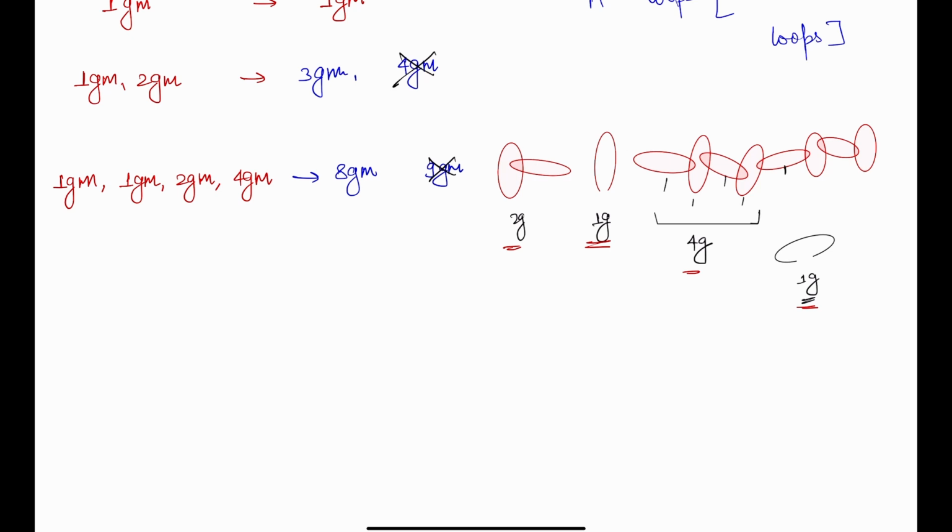So if we cannot measure 9 gram, the next thing for us is how to measure the 9 gram. And we have already made a cut till this part, till 8 gram, right? Till 8 gram we have made a cut.